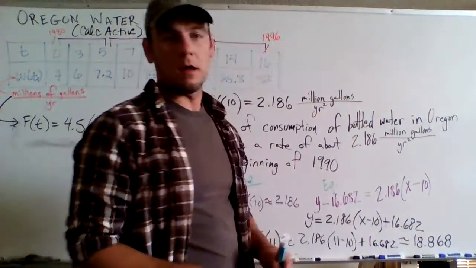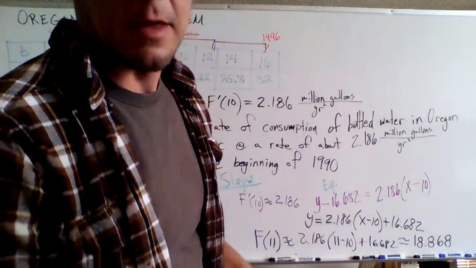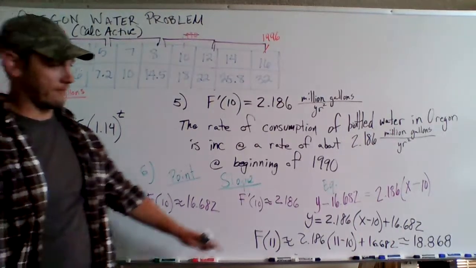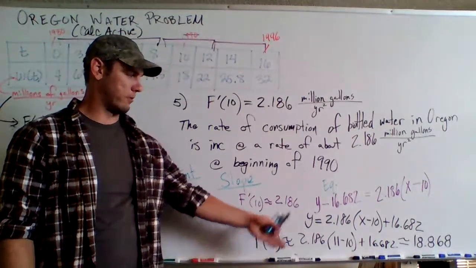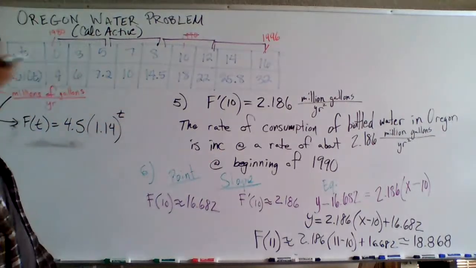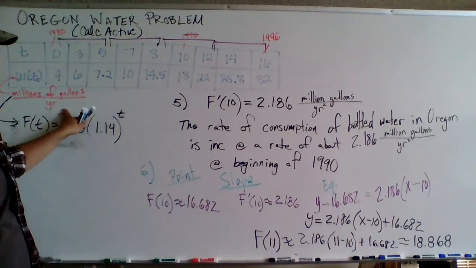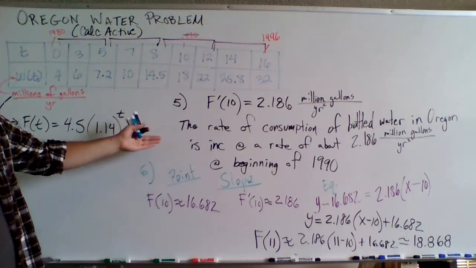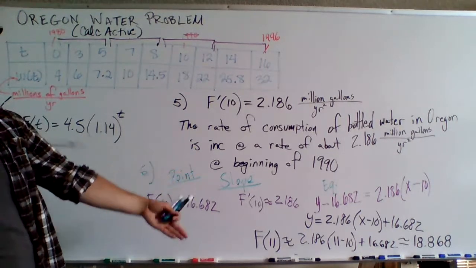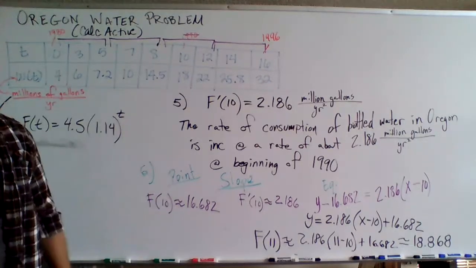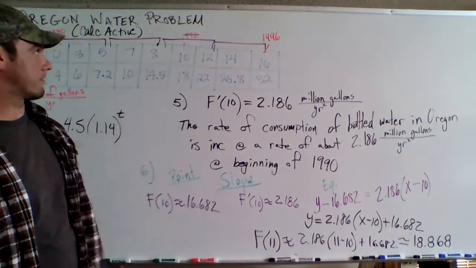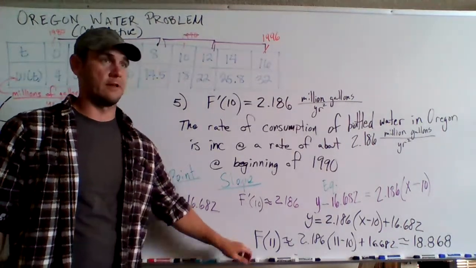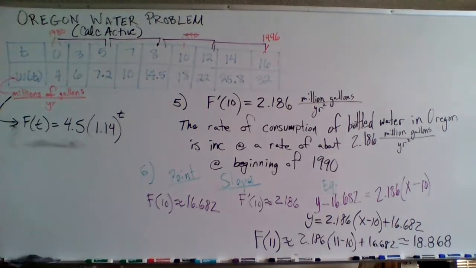Is that it for number 6? Yeah, but let's talk about our units on that, even though we don't need them. Guys, f of 11, we just found the value at 11. Well, we approximated it. f was in millions of gallons per year, so Oregon consumed about 18.868 million gallons of water in the year 1991. We don't have an actual value for that from our table, although we could actually use our equation to find f of 11, but we approximated it.